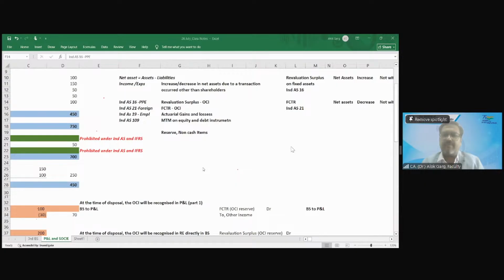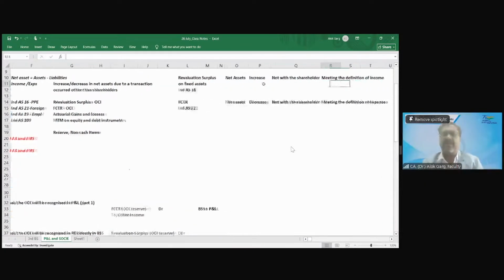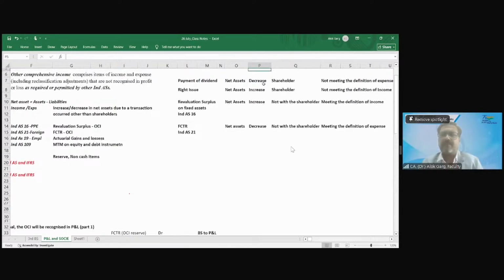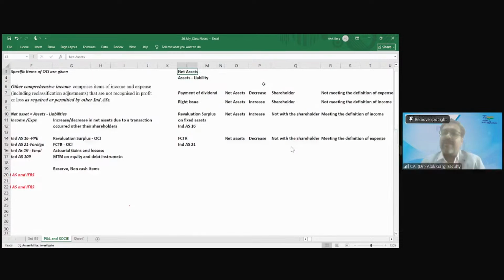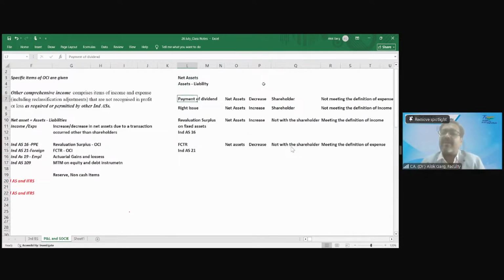Yes, sir. Have you understood the definition? Now, let me give you an example. Payment of dividend. By paying a dividend, will your net assets increase or decrease?